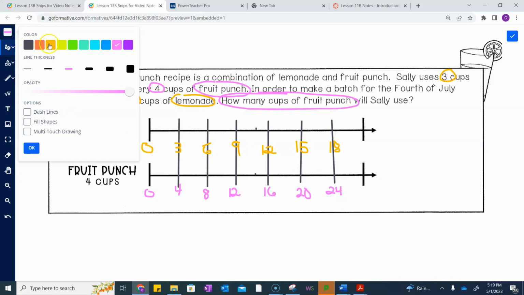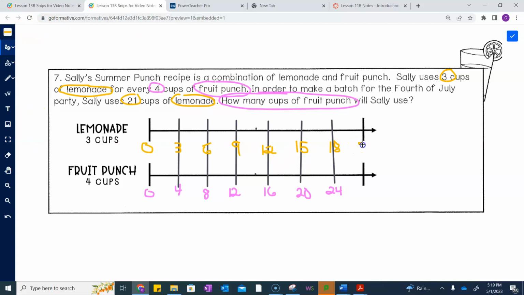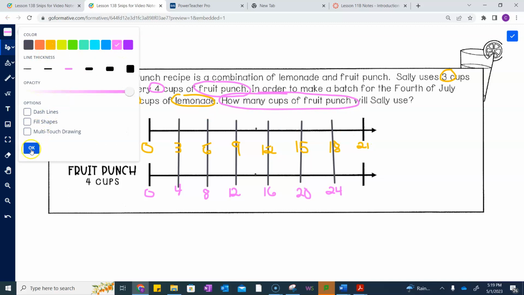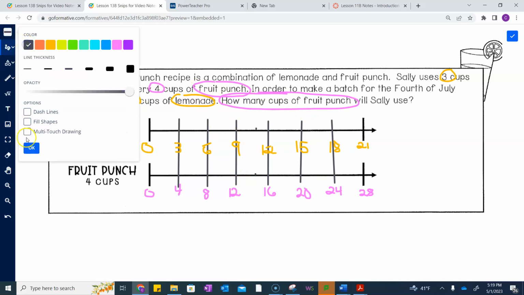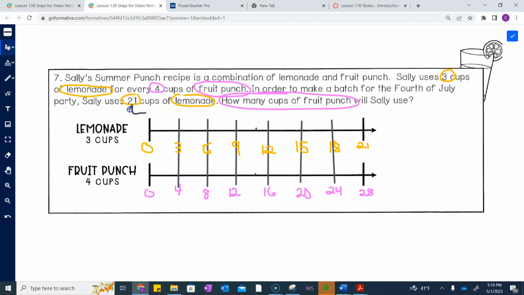And then if I go to a 7th batch, I'm going to have 21 cups of the lemonade to 28 cups of the fruit punch. And that's what they were looking for. 21 right here. It said, hey, if we use 21 cups of lemonade and we want this to taste like the summer punch recipe, we need to use 28 cups of the fruit punch. So your answer is 28.